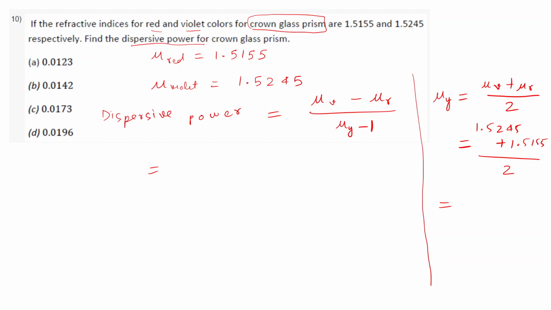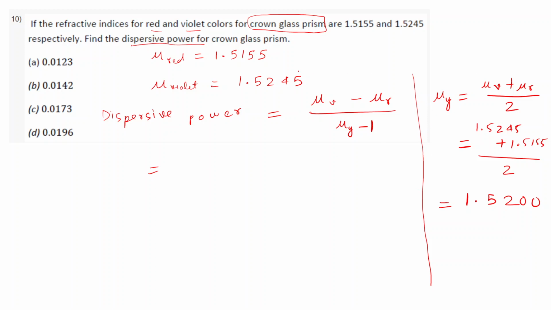This will be (1.5245 plus 1.5155) divided by 2. This will be 1.52. That means it is 1.5200, which is the refractive index for yellow light.